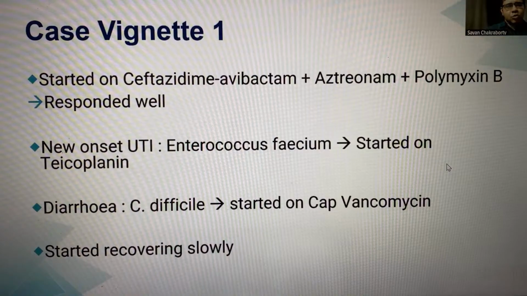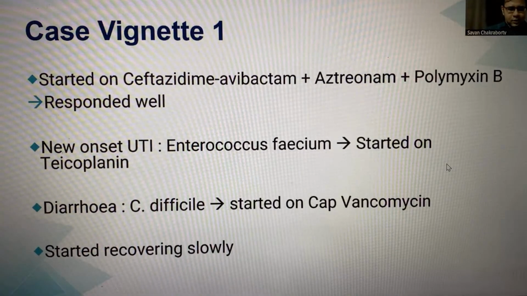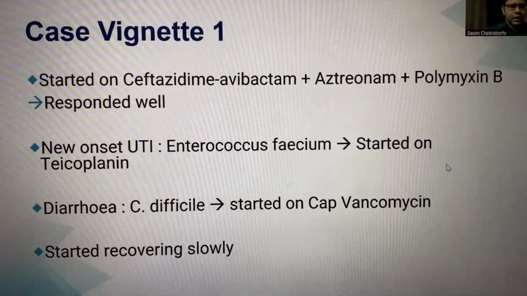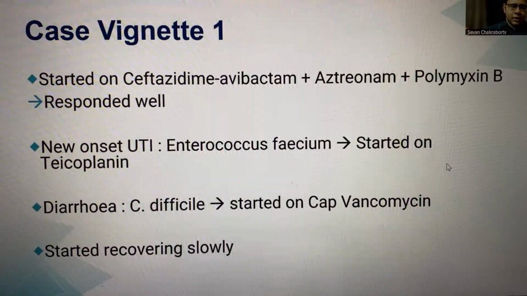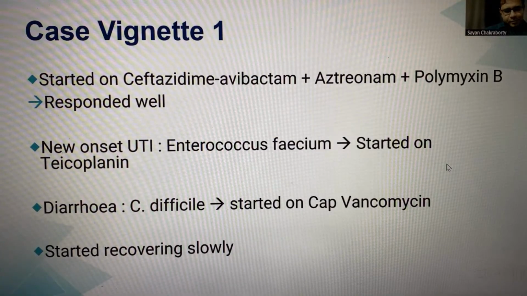Now she has been on so many broad spectrum antibiotics, and the thing that usually happens when you put a patient on so many antibiotics is a new onset antibiotic-associated diarrhea, and it was diagnosed to be a C. diff diarrhea. She was started on oral vancomycin capsules and started recovering slowly. She was recovering quite well after that.